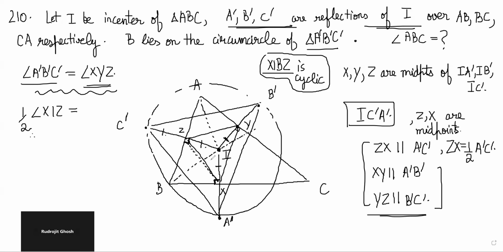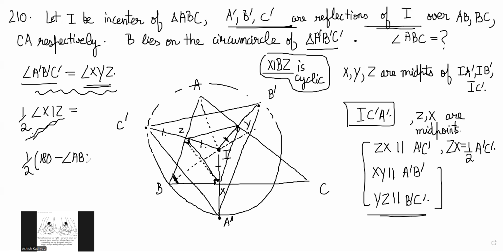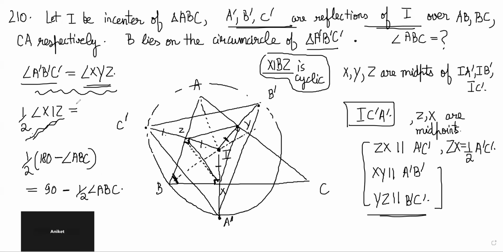So we can say angle XIZ will be 180 minus this, right? So here, when we write half of this, we can write it as half of 180 minus angle ABC. So this is basically 90 minus half of ABC. So now we have gotten that angle A'B'C', this angle, is equal to 90 minus half of this, right? Correct?